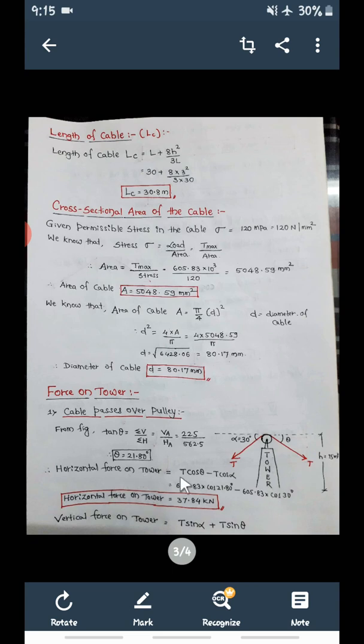Here the horizontal force is T cos theta minus T cos alpha. So these are the forces, and what is the perpendicular distance between these two forces? It is the height of the tower.